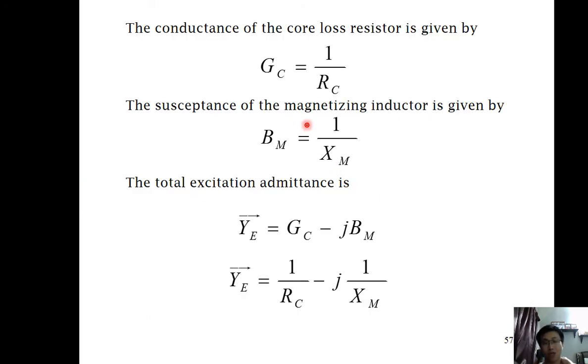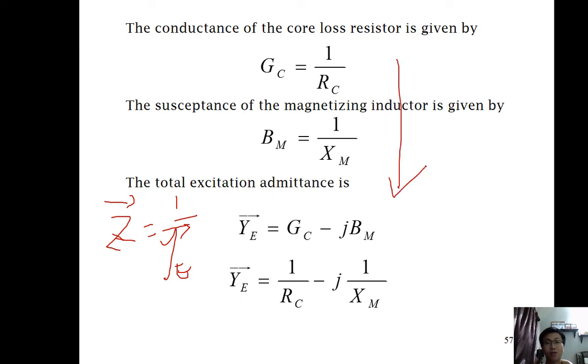Then we need to put it into the equation. The conductance of the core loss resistance is given by GC equals 1 over RC. The susceptance of the magnetizing inductor BM equals 1 over XM. So the total excitation admittance is YE equals GC minus jBM. If you come across Z, this Z is actually 1 over YE. But here we start from this one to get Y first. Later you will know why.